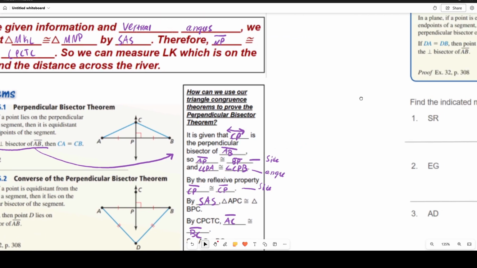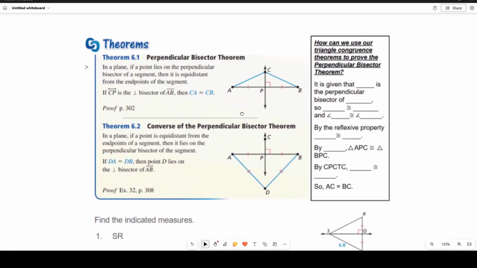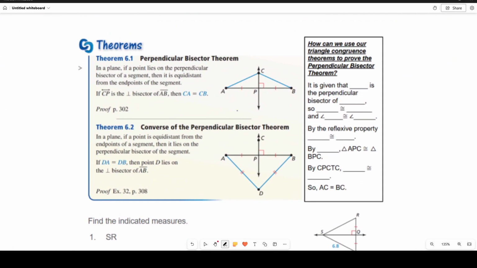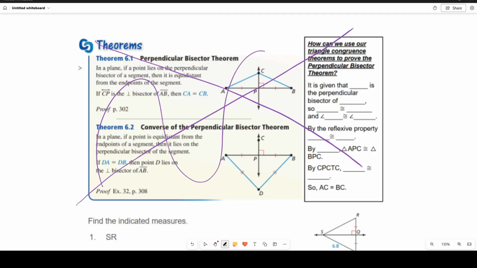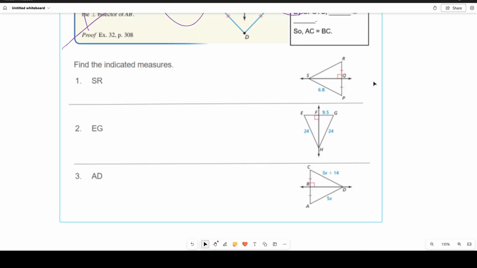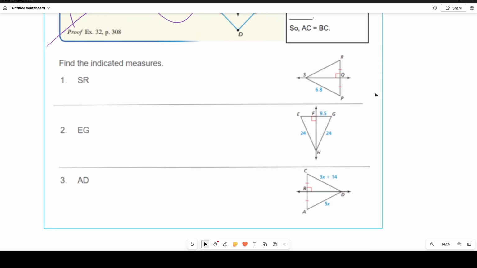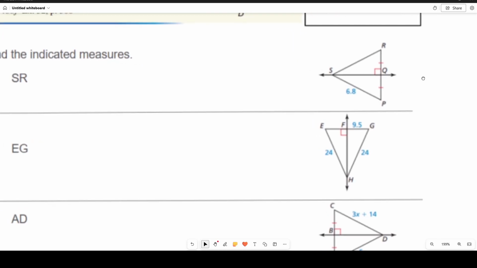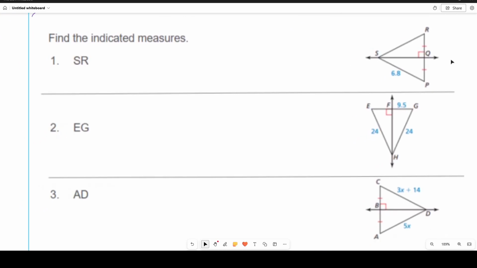And then going on to your next page, this is actually a duplicate of what we just did, so you can mark this all the way off, unless you want to do it again, which I don't really want to, so you don't have to. Here, we're going to find the indicated measures. Oh my goodness, this looks like something completely different that we've never done before. But we have, you just may not know that we have.